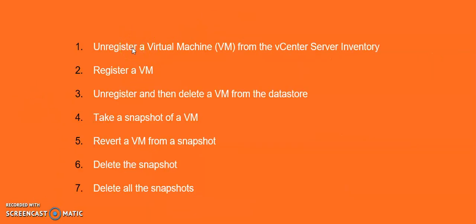Firstly, we're going to learn how to unregister a virtual machine from the inventory. Secondly, how to register the machine. Then thirdly, how to unregister and delete it. Fourthly, we will take snapshots. We will revert a virtual machine back from its snapshot. We will then delete one snapshot and then show you how to delete all the snapshots.